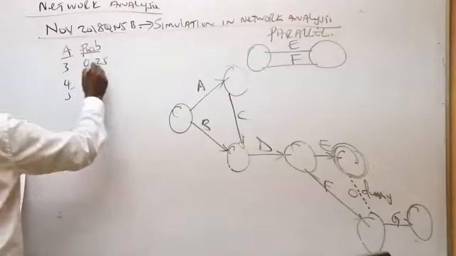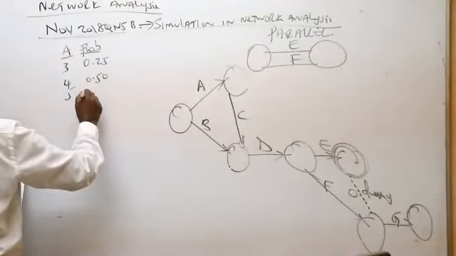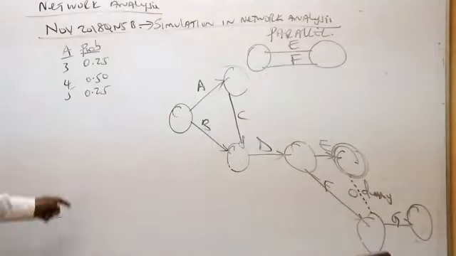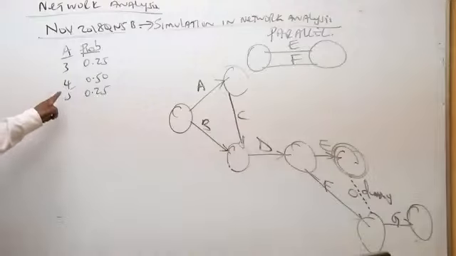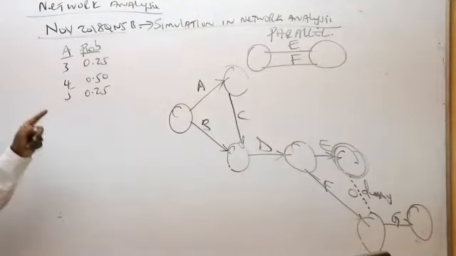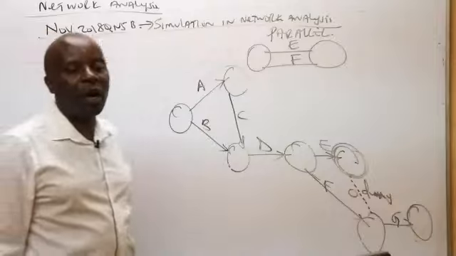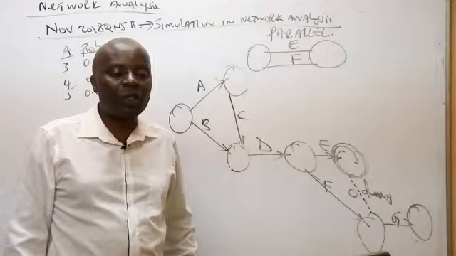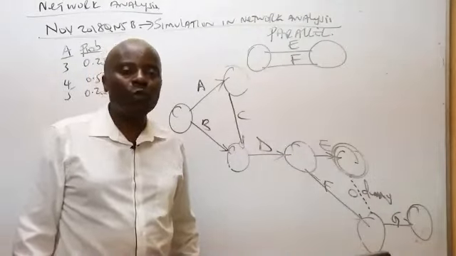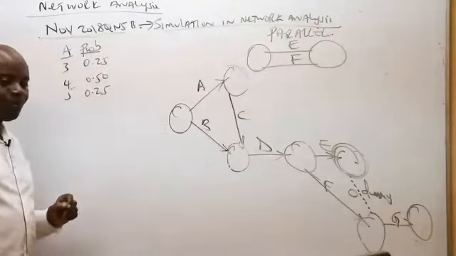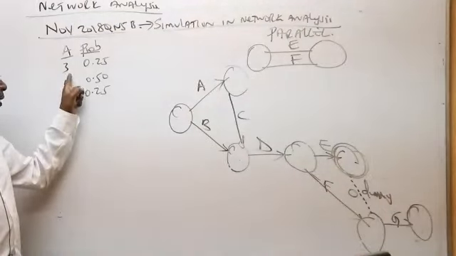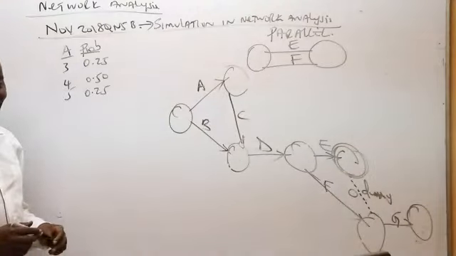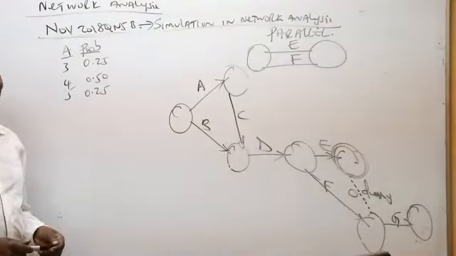We have 0.25, 0.50, 0.25. So in this case, you can't tell me that A will take 4. You can't tell me that A will take 5. In this particular case, I'm going to work with an expected value. I'm going to work with an average. So what I would want to hear from you, ladies and gentlemen, tonight, what do you think I will do to be able to get this average? Remember, it's either 3, 4, or 5. What will I do?